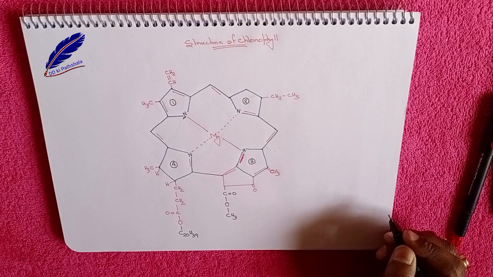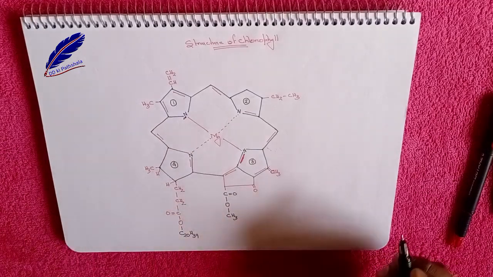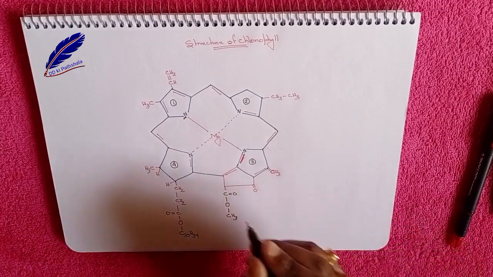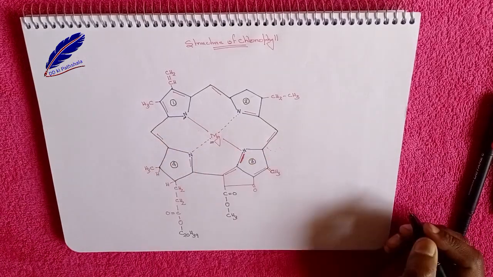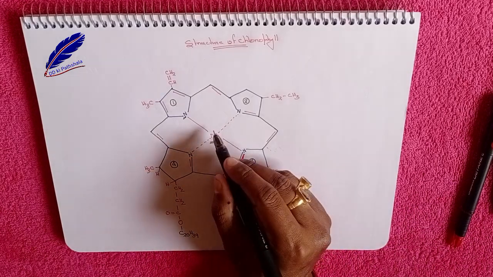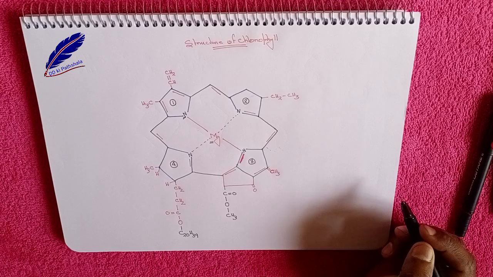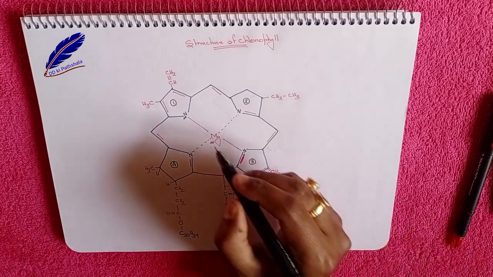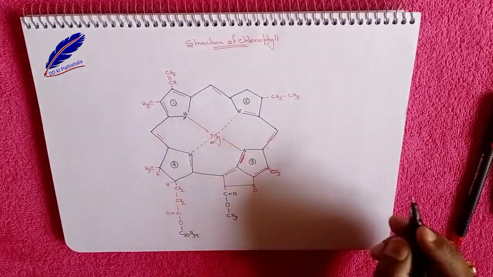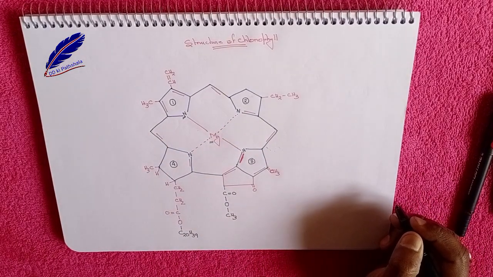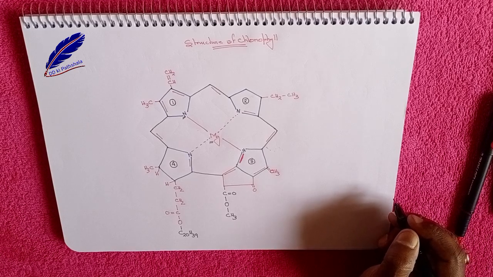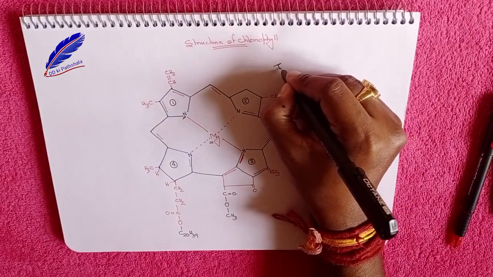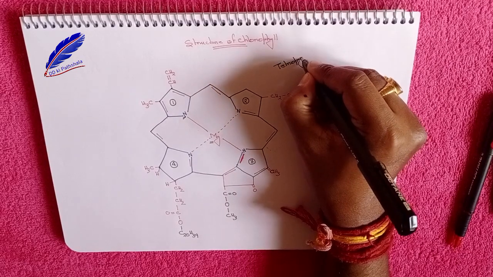Now, besides these four pyrrole rings, it also contains a magnesium atom at the center. This magnesium atom holds the entire structure together because it is linked with all the nitrogen atoms of the pyrrole rings. Due to the presence of four pyrrole rings, the structure of chlorophyll is called tetrapyrrole structure.